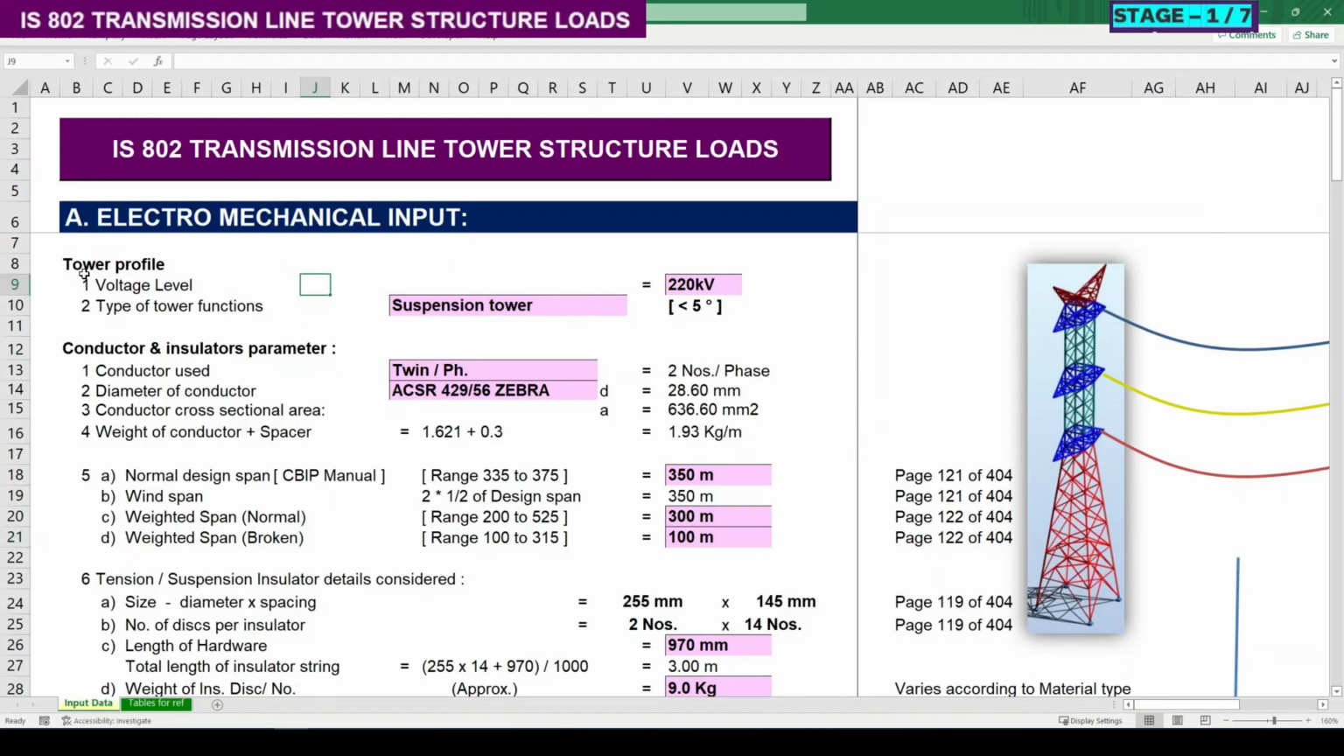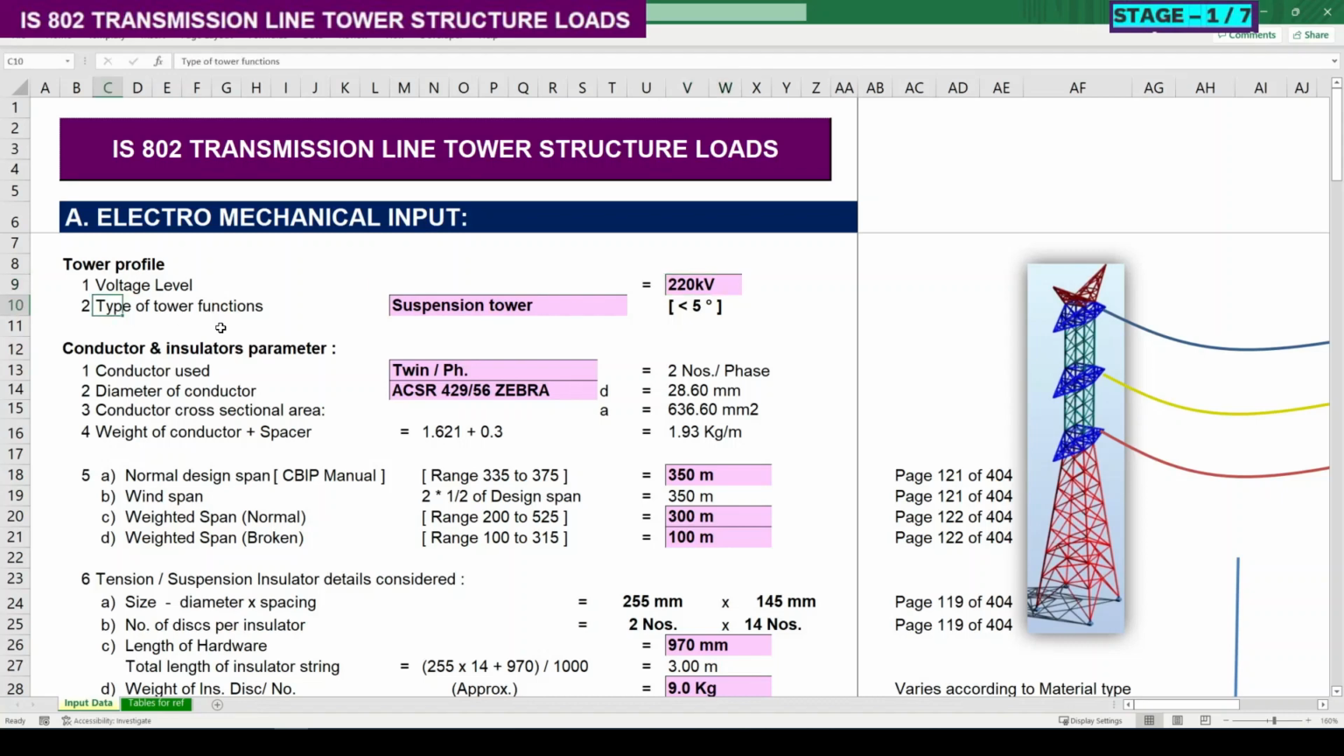So first we need the tower profile, voltage level. There is a list of voltage levels added here. We can consider 220 kV because we already have a 220 kV model done in Robot Structural Analysis. The link for those videos is also given in the description.